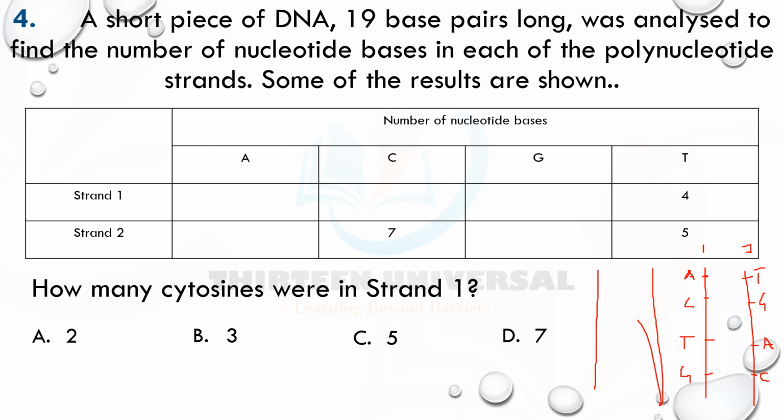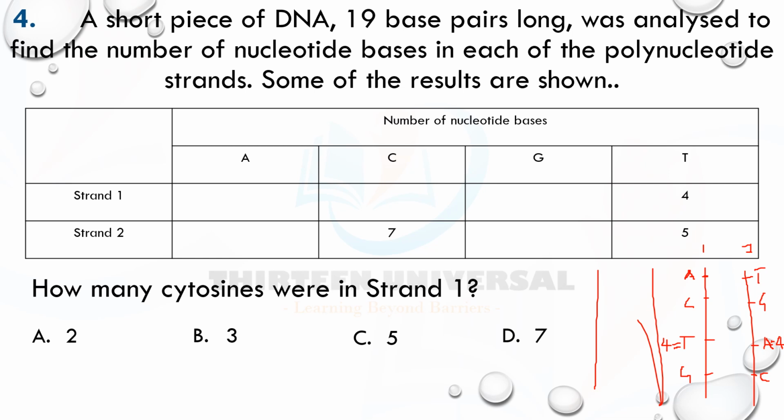So if you check here, guys, in strand 1 we had 4 thymine. So let me write 4 here. Write it with me. If you have 4 thymine here, that means I'm going to have 4 adenine, because both of them are complementary. So adenine is 4.